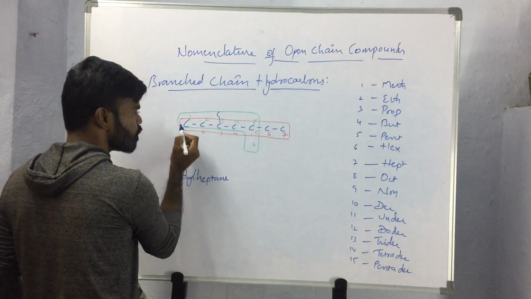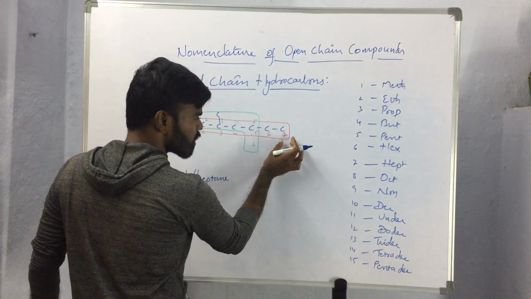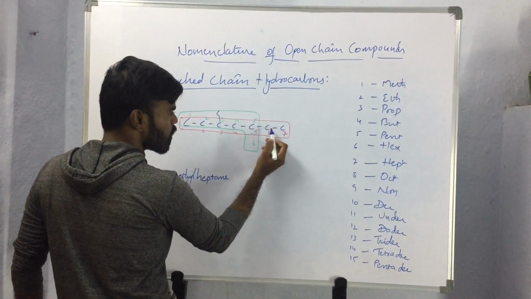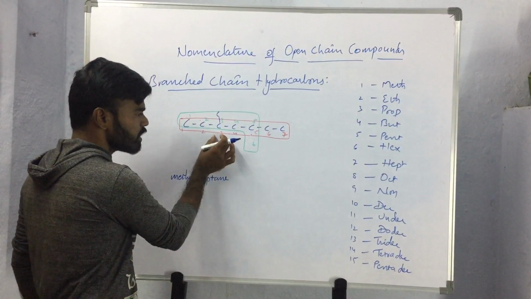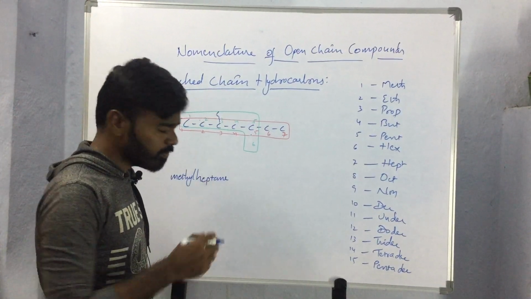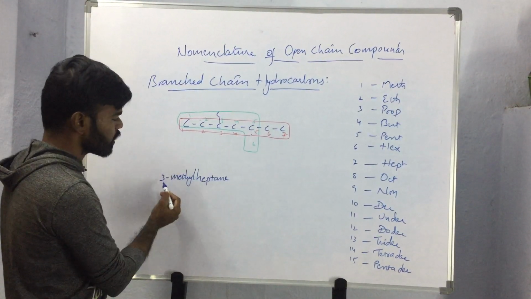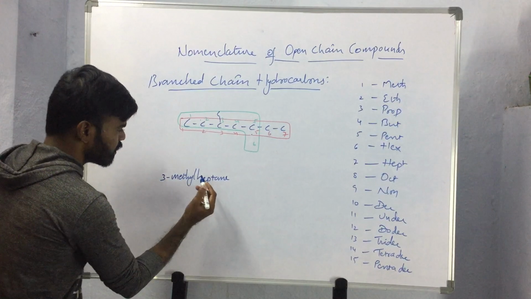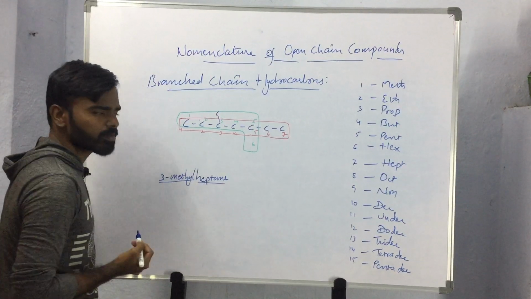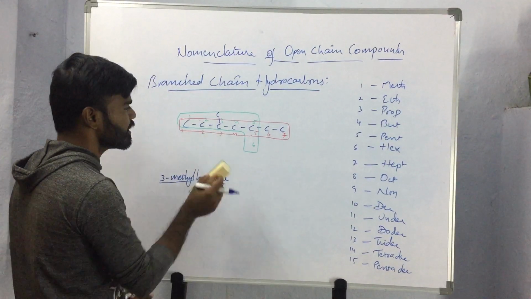So from this direction, if we start numbering, the position of this carbon atom will become 3. If we start numbering from this corner, then the number of this carbon atom will become 1, 2, 3, 4, 5. So number 3 is less than number 5. So we have to start numbering from this direction only. So the name of this compound will be 3-methyl heptane. So in heptane, the third carbon atom is having the methyl substituent. Like this, we will be giving names for this kind of molecules.